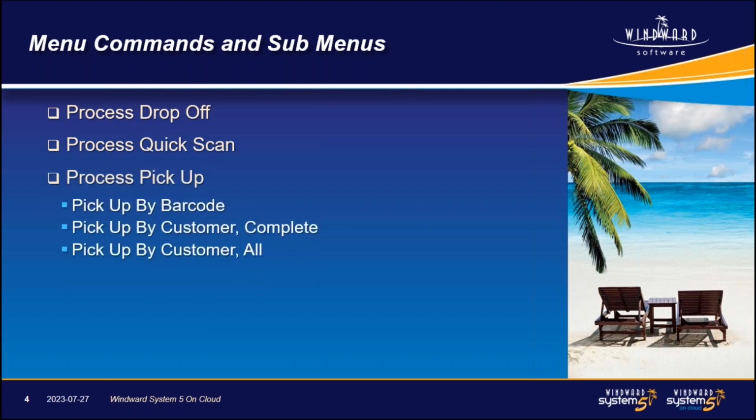And next we have process pickup and its submenus, which are pickup by barcode, pickup by customer complete, and pickup by customer all. So the pickup by customer complete and the pickup by customer all commands open the Find Customer window where you select a customer to search for associated orders or autofills related fields in the process tracking pickup mode window. And the pickup by barcode command opens the process tracking pickup mode window directly.